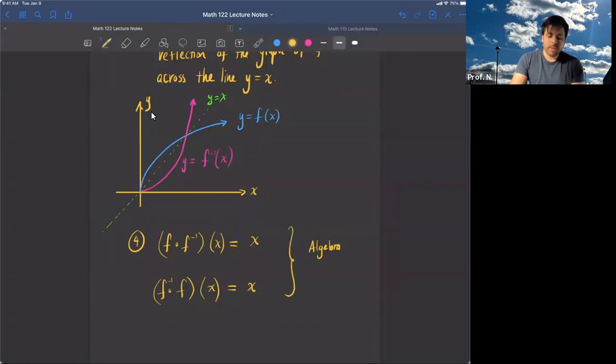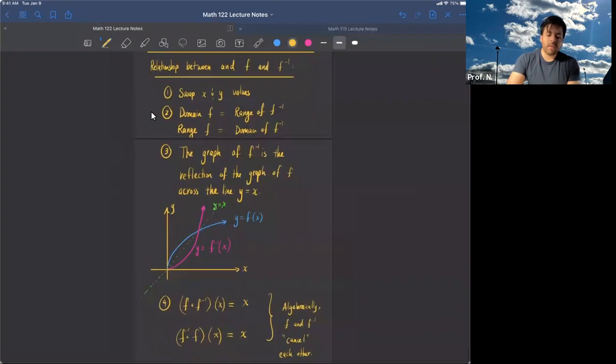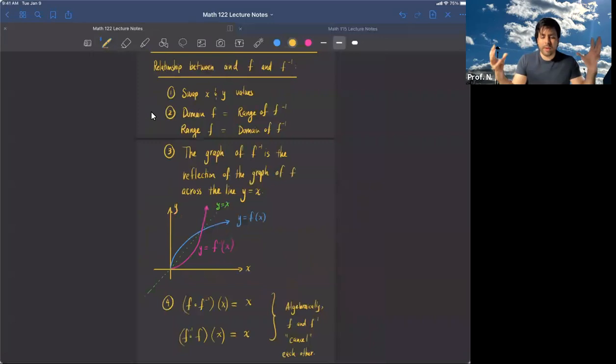So algebraically, we think of it as f and f inverse cancel, quote unquote, each other. That's what it means to algebraically interpret inverse functions. When you compose them, they cancel each other out. So if you have this understanding of inverse functions, then you would have a much bigger view of why we even consider inverse functions.